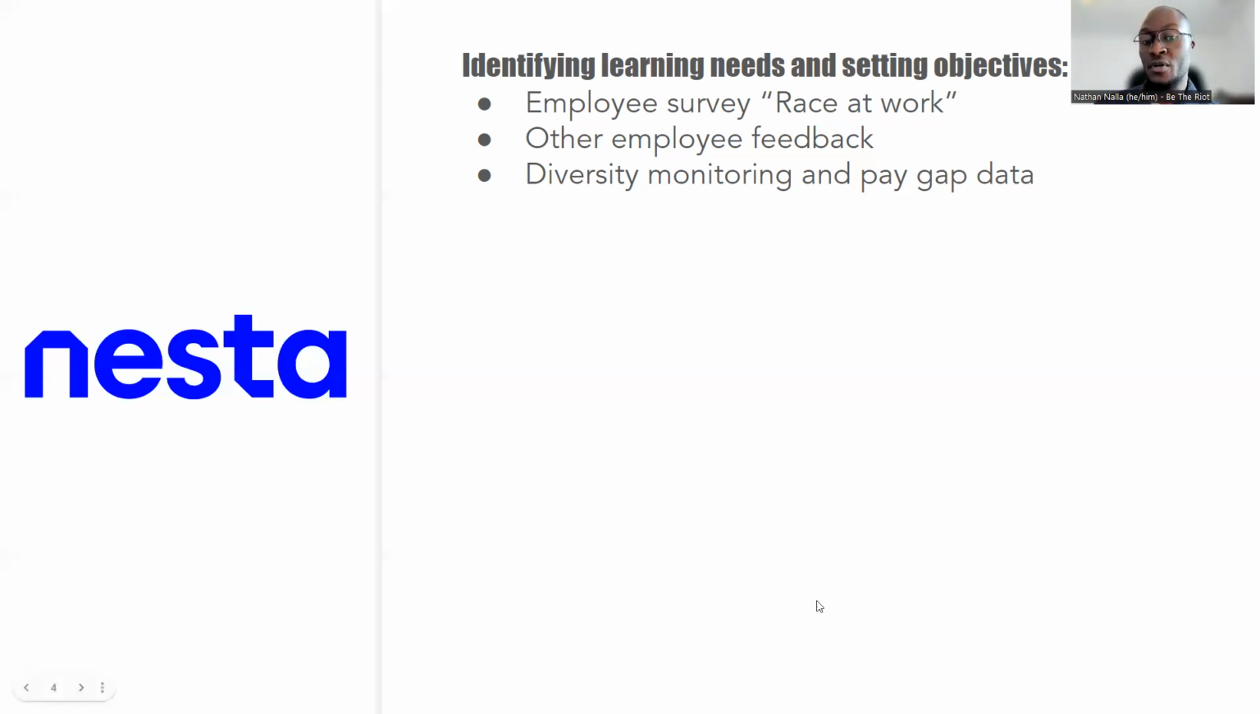Although Nesta chose to focus on race and ethnicity because this was a priority area within their EDI strategy, they'd also collected data regarding other aspects of EDI through broader employee engagement surveys.